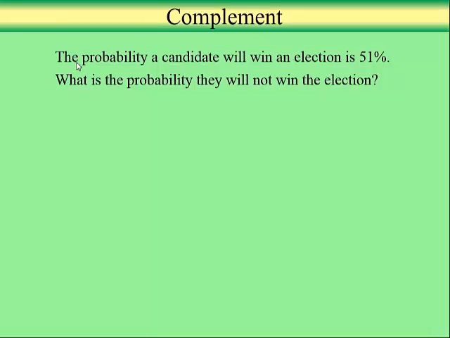Now here we'll use this in the future in computing some of our probabilities. The probability a candidate will win the election is 51%. What is the probability they will not win? Well, the probabilities have to add up to 100%, and they either will or they won't win the election. If this is 51%, the other probability of not winning has to be 100% minus the 51%.